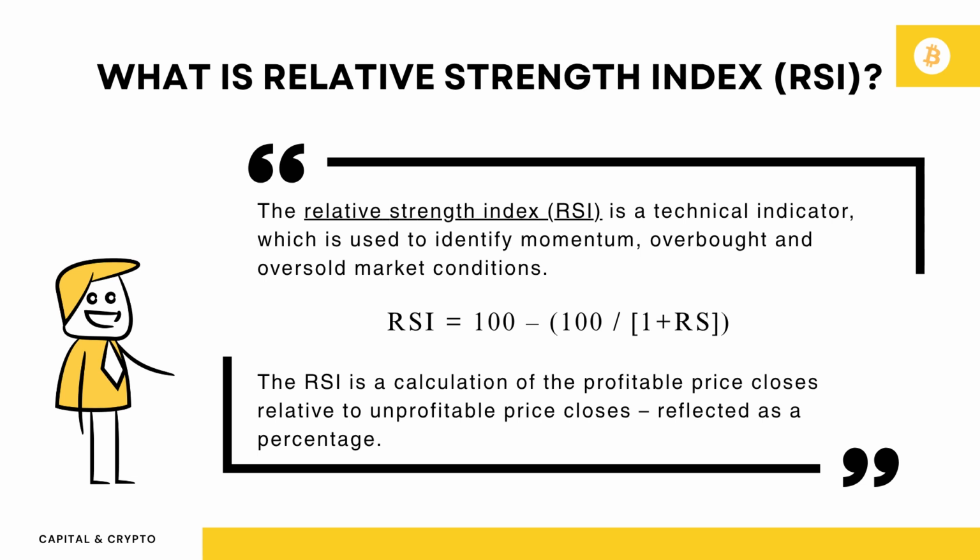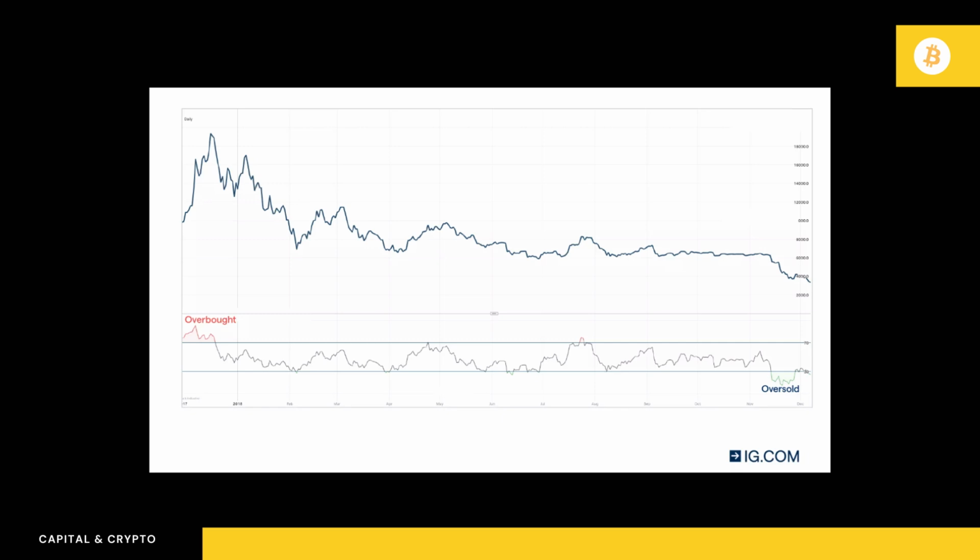The indicator is depicted as a percentage out of 100, with a lower percentage typically indicating an oversold position and a higher percentage reflecting an overbought position. So what's the best crypto strategy for trading RSI? Well, that depends on your risk appetite and trading style.